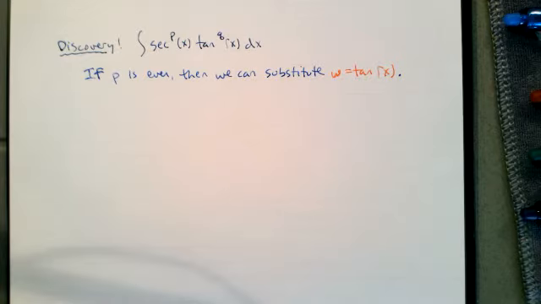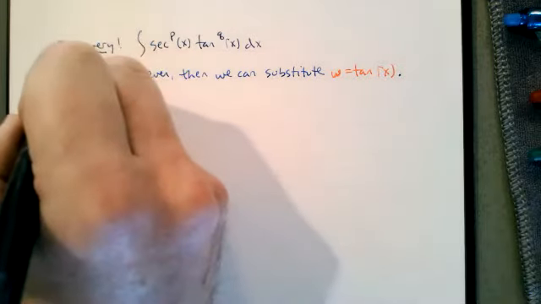And we should note that the only requirement here is that p is even. Tangent can be whatever it wants. If I have tangent to the fifth, I just have a w to the fifth. If I had tangent to the sixth, that would just be w to the sixth. It wouldn't mess with what's going on with my secants. So let's do an example.